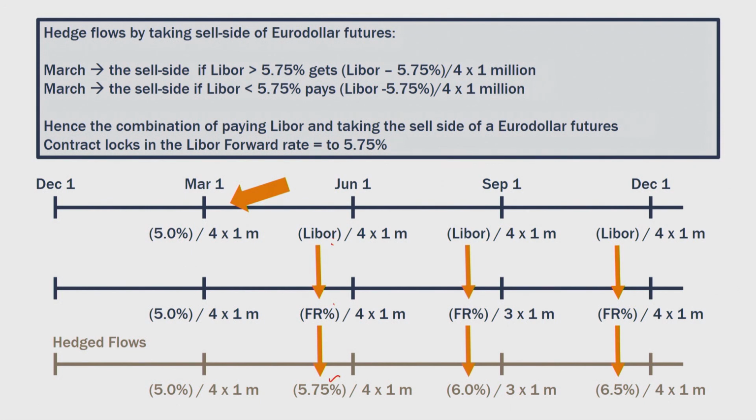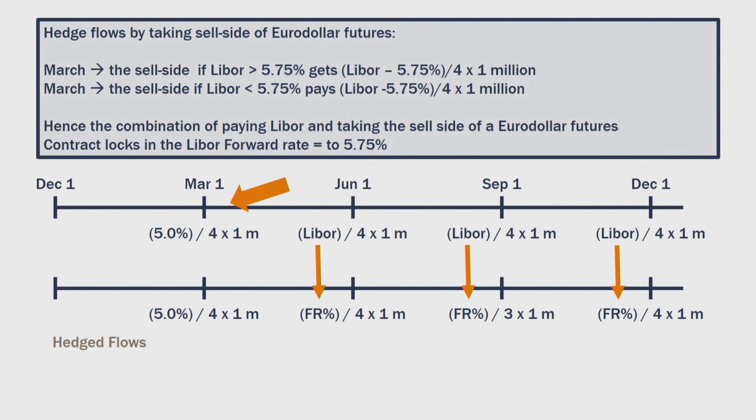Conversely, if on June 1, I took the sell side of a June 1 euro-dollar futures contract, I would lock in that rate. If I take the sell side of a euro-dollar futures contract that matures on September 1, I would lock in that rate. Take the sell side of a euro-dollar futures contract that matures on December 1, and I would lock in the rate on those euro-dollar futures contracts for those particular periods.